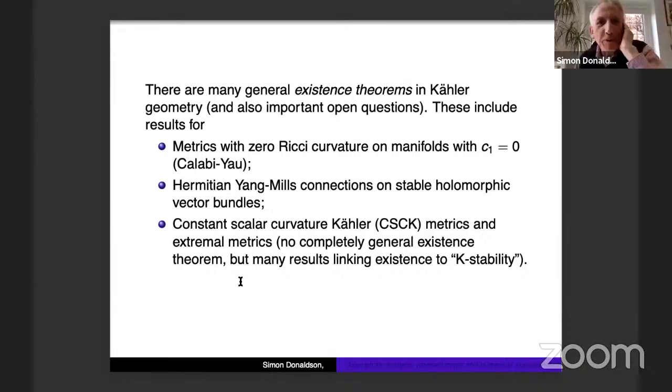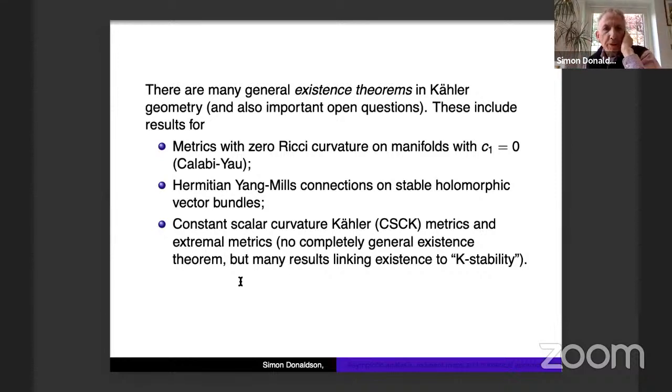Okay. Well, thank you for this invitation. So we're talking about in the context of Kahler geometry, which is a relatively well understood area of differential geometry with many famous theorems on the existence of special structures, special Kahler metrics, including the Calabi-Yau metrics on manifolds with 0 first Chern class.